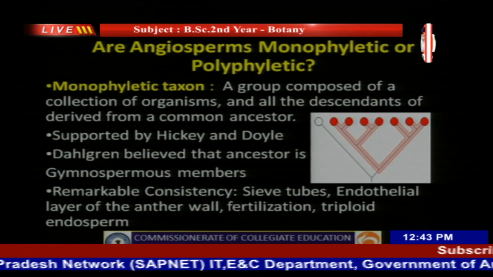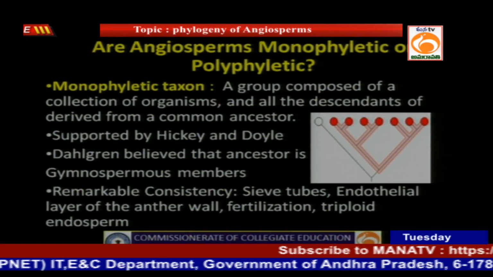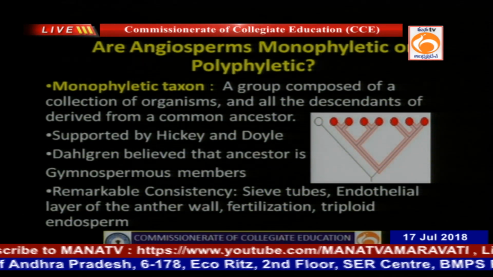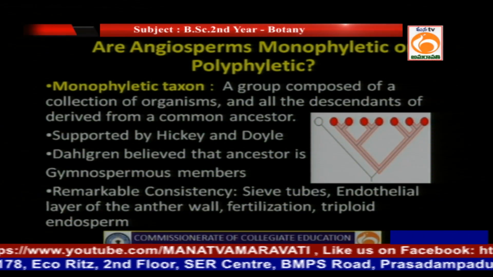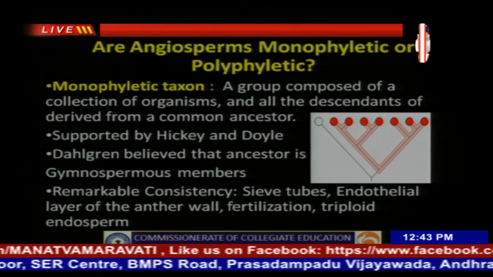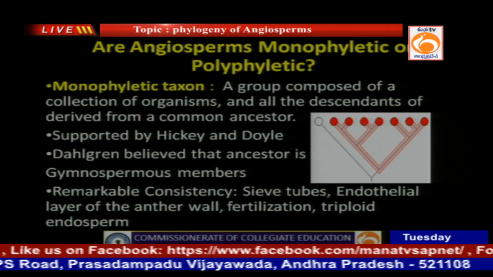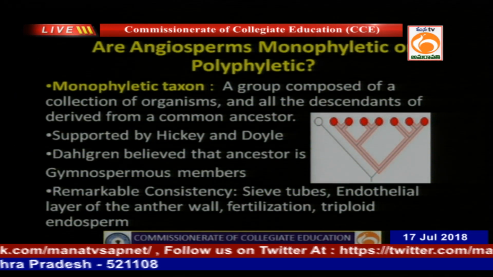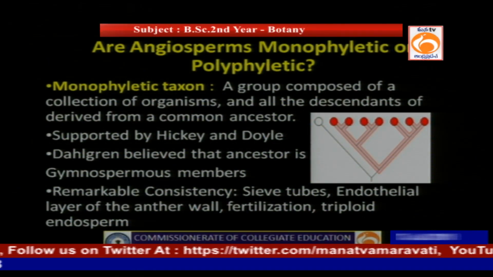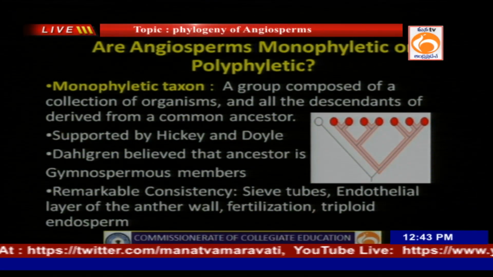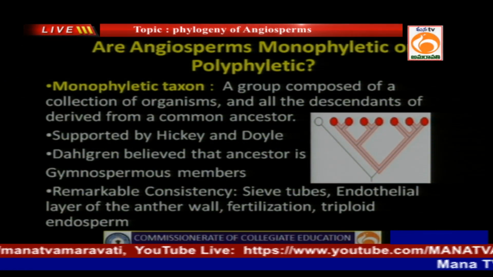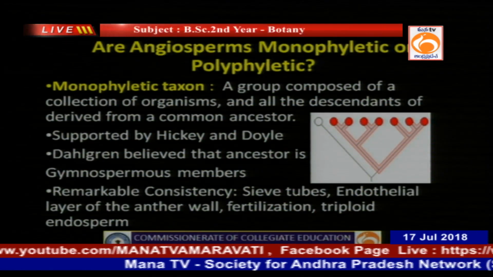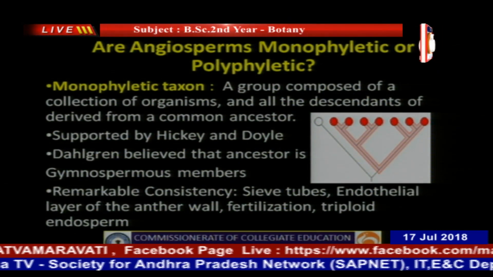Why can we say that the angiosperms are monophyletic? Because there is a remarkable consistency. The view is supported by the remarkable existence of sieve tubes throughout the angiosperms, the endothecial layer of the anther wall, staminal tubes, fertilization and triploid endosperm. All these characters are consistent throughout the angiosperms.